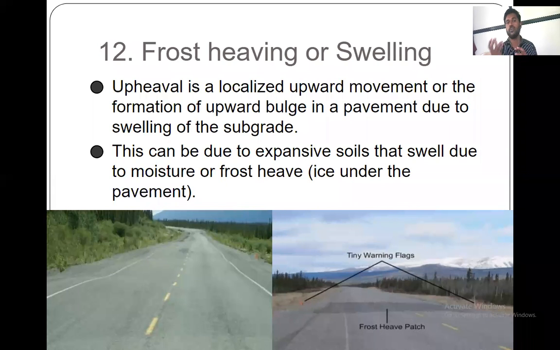So if water is converted into ice, automatically what will happen? The volume will increase. This is called frost action. Due to this, the volume increases, and it will also lead to the formation of swelling. You can observe in the figure the swelling on the road.